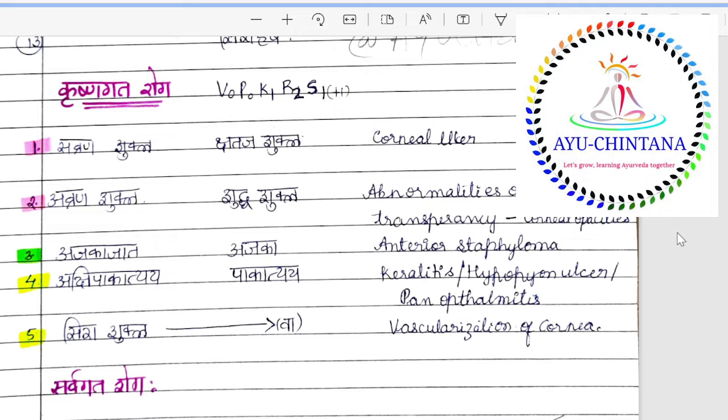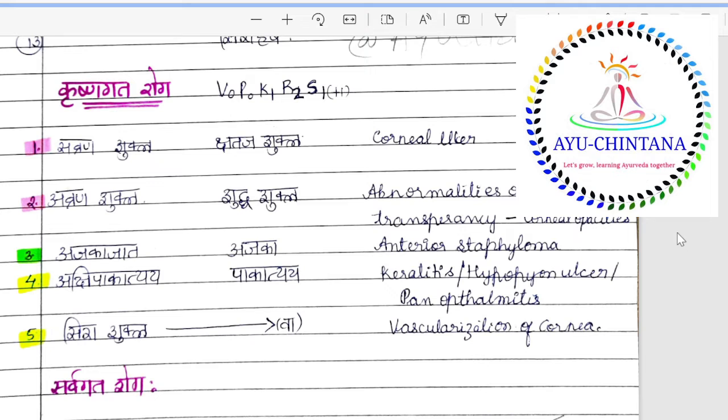So as we know, there are 4. What are they? Savrana Shukla, Avrana Shukla, Ajaka Jata and Akshipakatyaya. There are 4 rogas under Krishnagata. Savrana Shukla, but in Shloka they have also mentioned it as Shukra. Okay, Savrana Shukra they have mentioned sometimes. So it is Savrana Shukla, Avrana Shukla, Ajaka Jata and Akshipakatyaya.